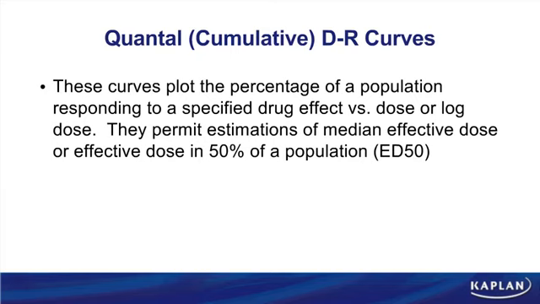Next we have what's called quantal, also called cumulative dose-response curves. I actually happen to not like either of those terms. I tend to refer to these graphs as population curves, and that's the key. These are graphs that are going to look at the percentage of the population that responds to your drug. It's this type of curve where you can estimate an ED50, the effective dose in 50% of the population, and also a toxic dose to 50% of the population.